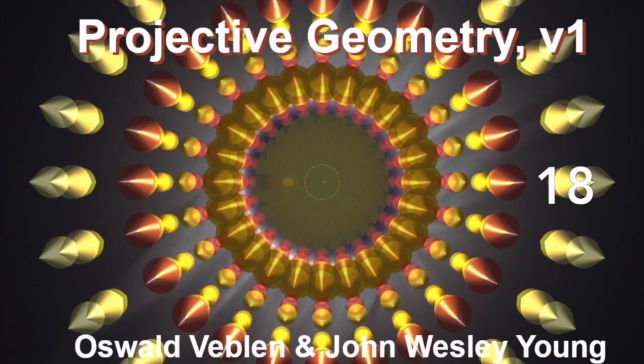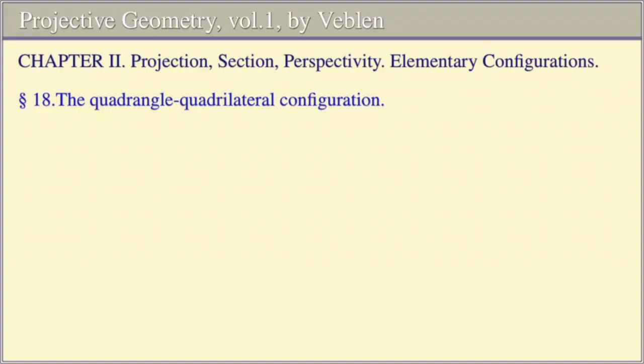Projective Geometry, Volume 1, by Oswald Veblen and John Wesley Young. Chapter 2, Projection Section Perspectivity, Elementary Configurations. Section 18, the Quadrangle-quadrilateral configuration.